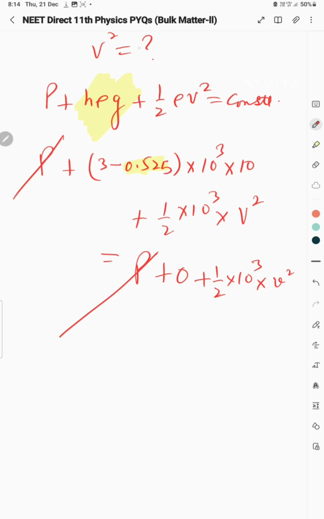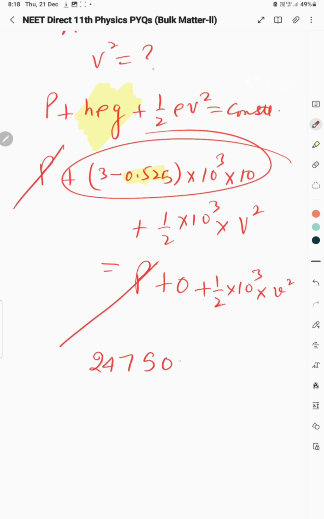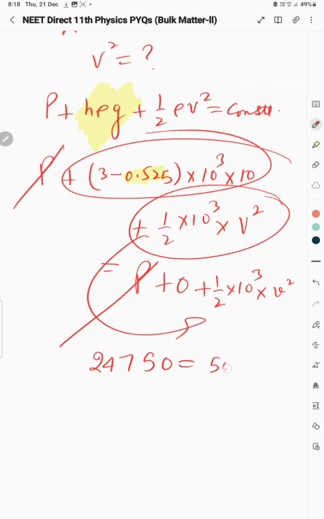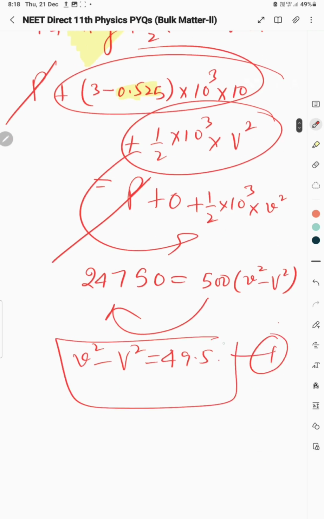Now you simplify it further. On simplifying it further, we get this term as 24750, and I push this on this side. It is now 500 into small v square minus capital V square. You bring it here, transfer the terms. You have the difference of these two squared values as 49.5. Alright, you just consider this equation 1.